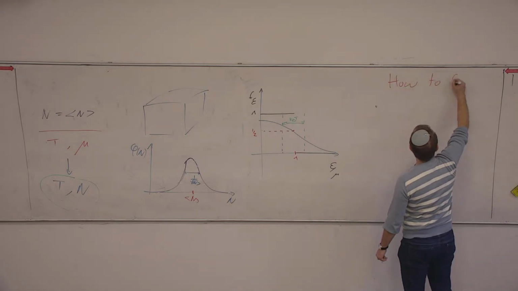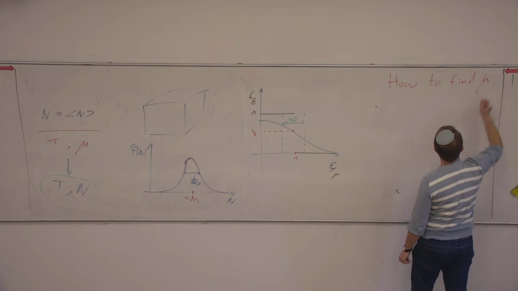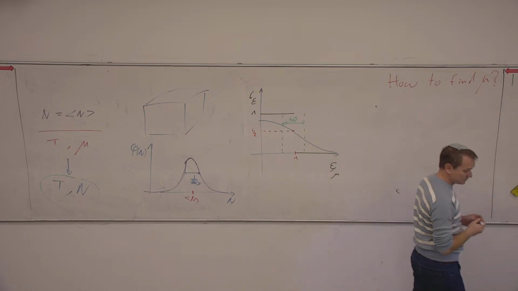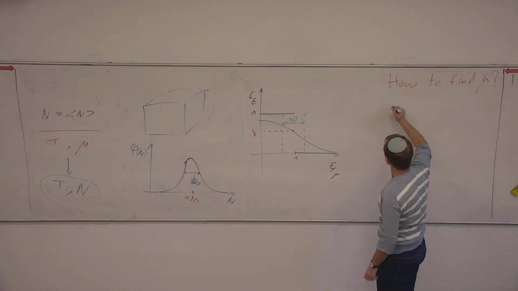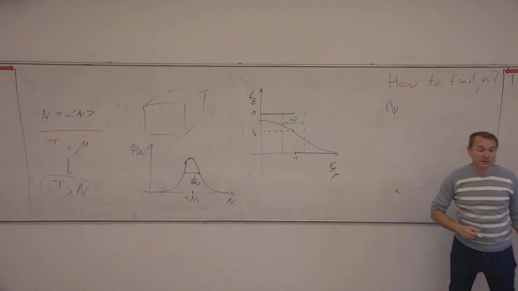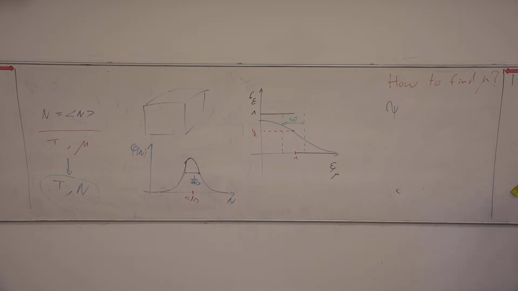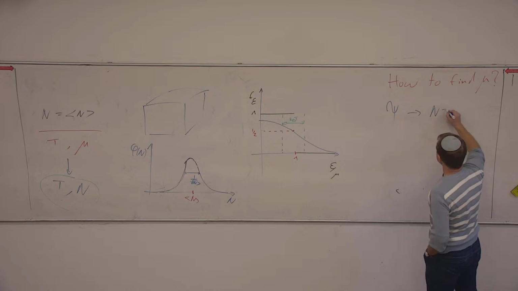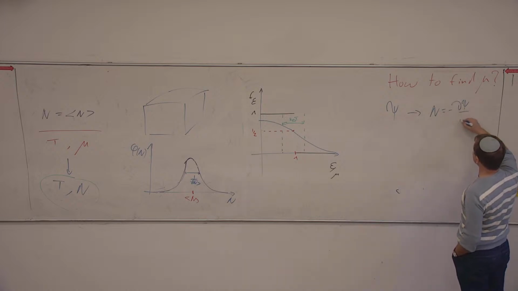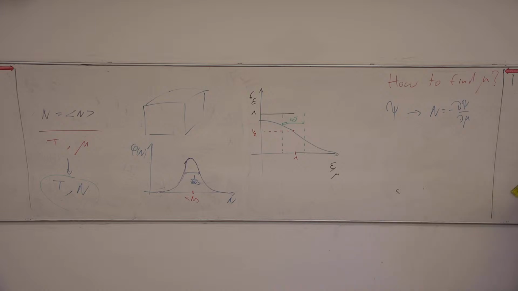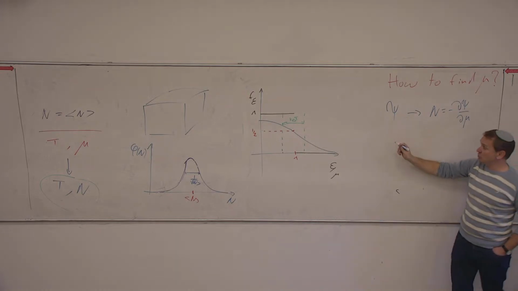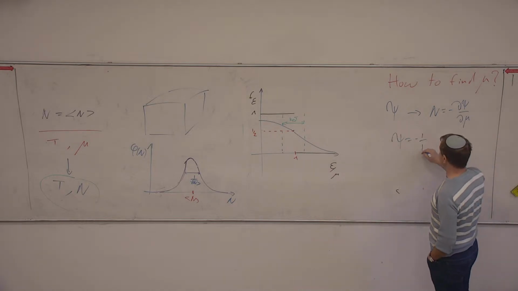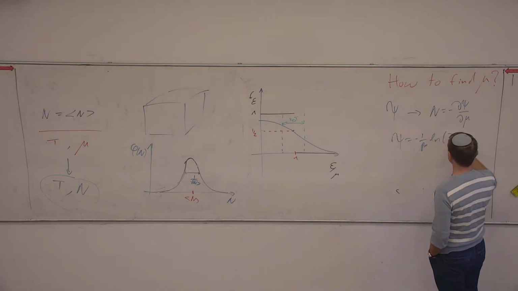How to find mu. So what we do is the following. If we know our grand canonical potential, we know that N equals minus dou psi to d mu. So I know psi, I have its representation. Psi is minus 1 over beta log of Z.